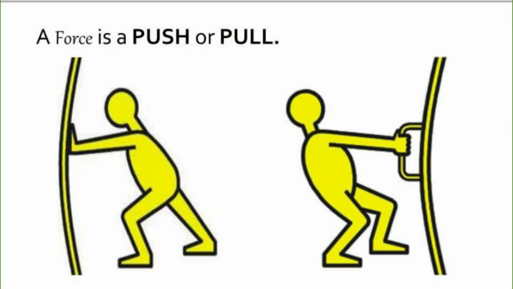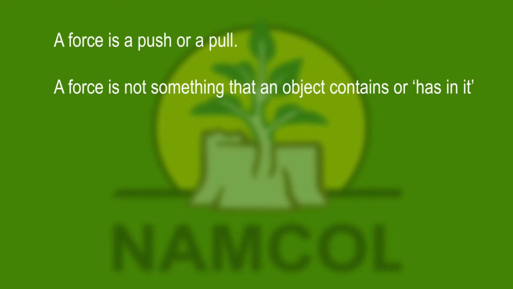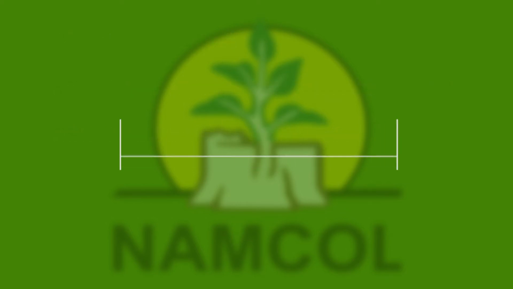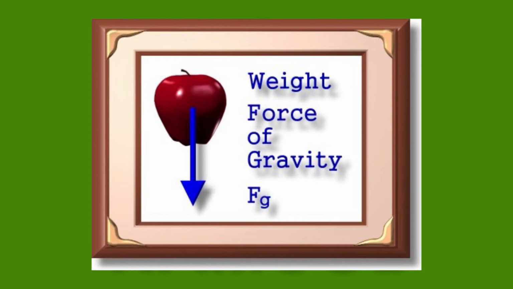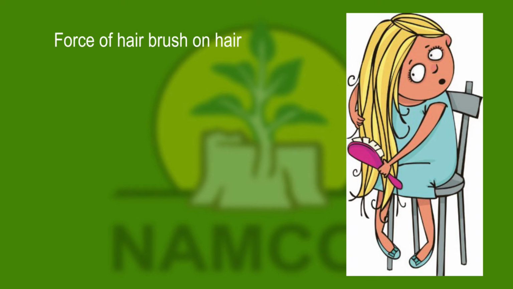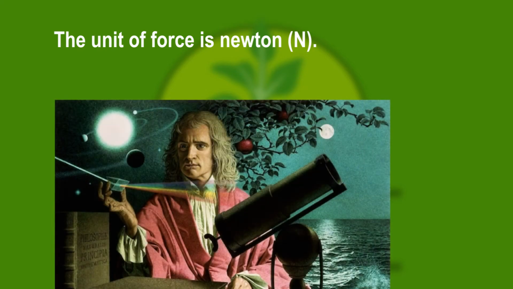We can describe a force as a push or a pull. A force is not something that an object contains or has in it. A force is exerted on one object by another. There are many examples of forces in our everyday lives. For example, weight, that is the pull of gravity on an object. The force of a bat on the ball. The force of the hairbrush on hair when it's being brushed. The unit of a force is Newton, and it's abbreviated as capital letter N, and it is named after the greatest physicist ever, Isaac Newton.